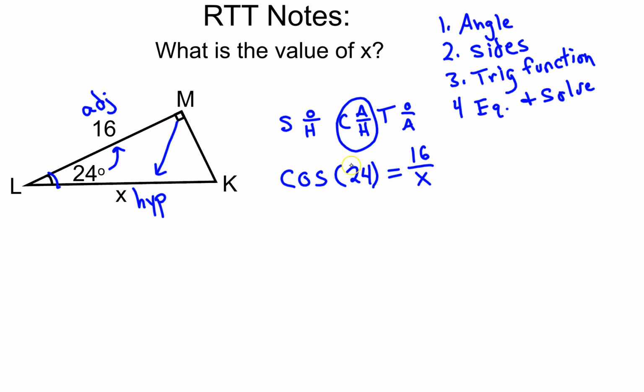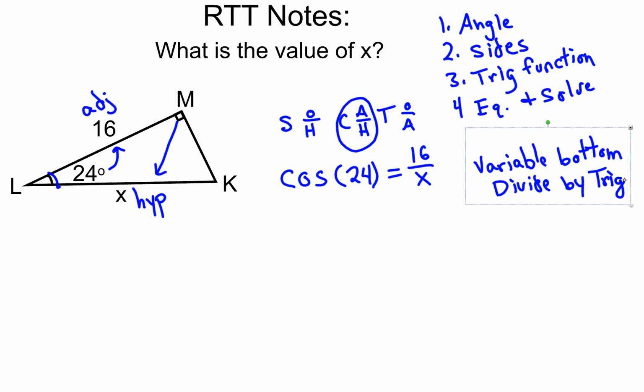So now from here, we got this equation set up. And if you remember, if the variable is on the bottom, like we talked about yesterday, there's some algebraic steps we can take. But if we remember this rule, we can save some steps for ourselves. So the variable's on the bottom, we're going to divide by the trig function.